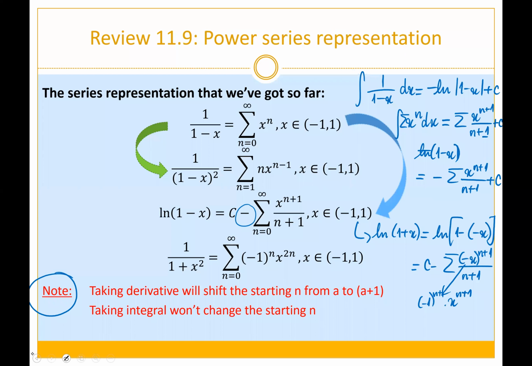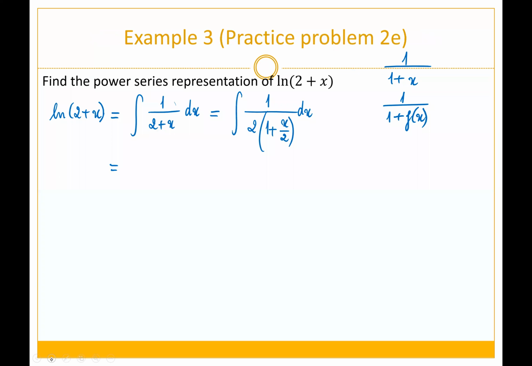I think I also have 1 plus f(x). If we didn't say it out, I'll write it here. So 1 over 1 plus x, or 1 plus f(x), whatever you want to write it. You just replace the x with f(x). You're going to have a series starting from n equals 0 to infinity of negative 1 to the n multiplied by x to the n. And so you're going to have it here.